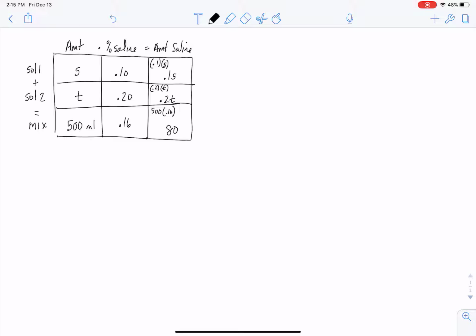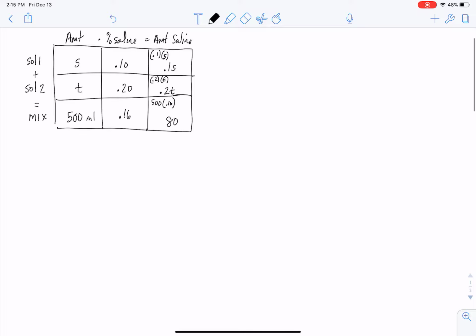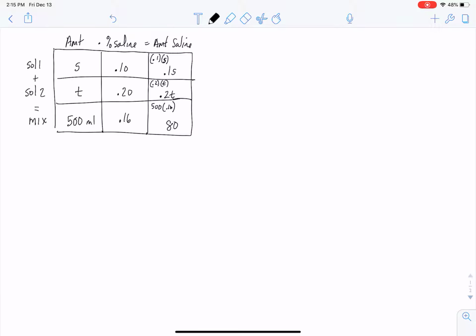Okay, so now we have our 2 formulas. And the way you determine where the 2 formulas are, the first formula comes from this column, right? And the second formula comes from this column. So the first formula is S plus T equals 500. And the second formula is 0.1 S plus 0.2 T equals 80, right?